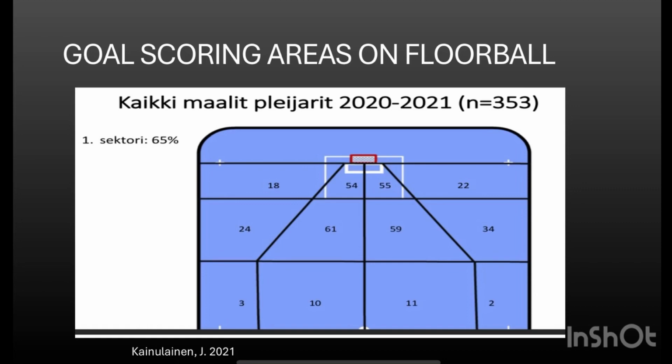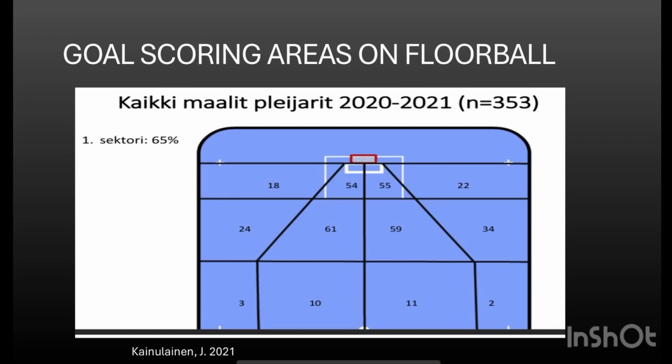In hockey, the first goal scoring sector is right near the goal, in front of the net. In floorball, on the other hand, it is a different case. Sector number 1, where most goals are scored, is where the opponent's center would be defending, a little further away from the goal, on each side of the center. That is the number 1 goal scoring area in floorball. The number 2 goal scoring area is right in front of the net, which was number 1 in hockey, but in floorball that is number 2.